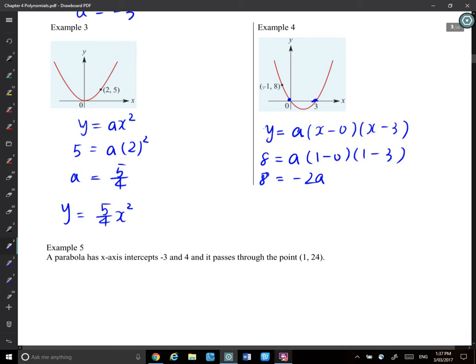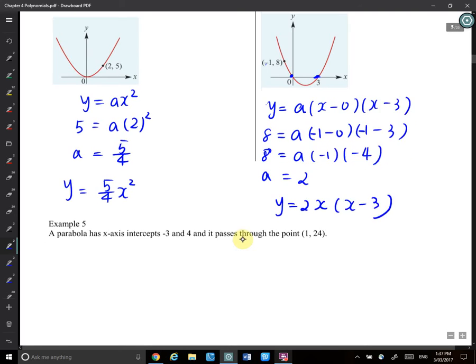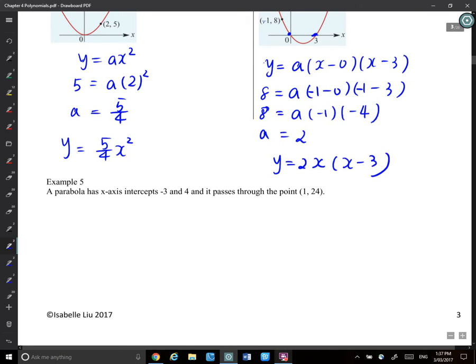Wait, that's a minus 1. So I have minus 1. So minus 1 times minus 4. So it's 4a. So a equals 2. So y equals 2x times (x minus 3). So 2x and x minus 3.